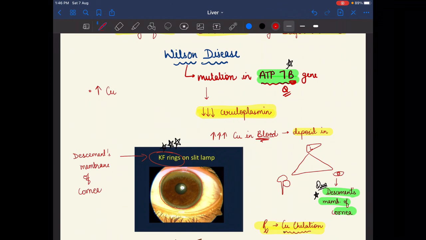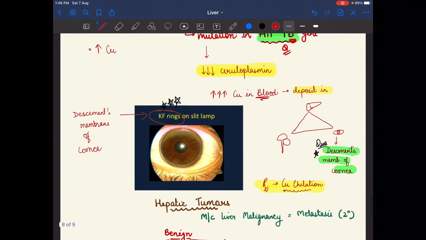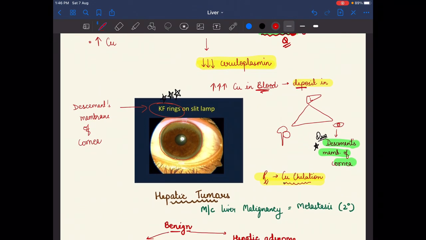So here the copper is increased in blood, and it gets deposited in three places: the liver, the brain, and the eye. In the eye, basically, it is at the Descemet membrane of the cornea. So copper gets deposited in the Descemet membrane of the cornea, and when it gets deposited, it shows the KF ring. And for the treatment of Wilson disease, we give copper chelation, meaning we have to decrease the copper.